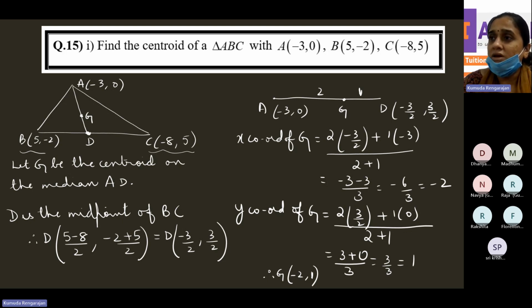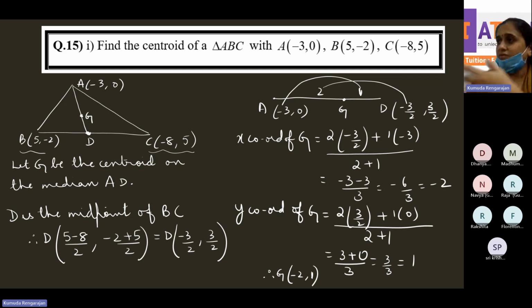When do we use the section formula? The section formula is used to find the coordinates of a point that divides a line segment in a specific ratio. Here the point G divides the median AD in the ratio 2:1. So with direct application of the section formula, the x coordinate of G is (m x2 plus n x1) by (m plus n), that is, 2 plus 1, 3.